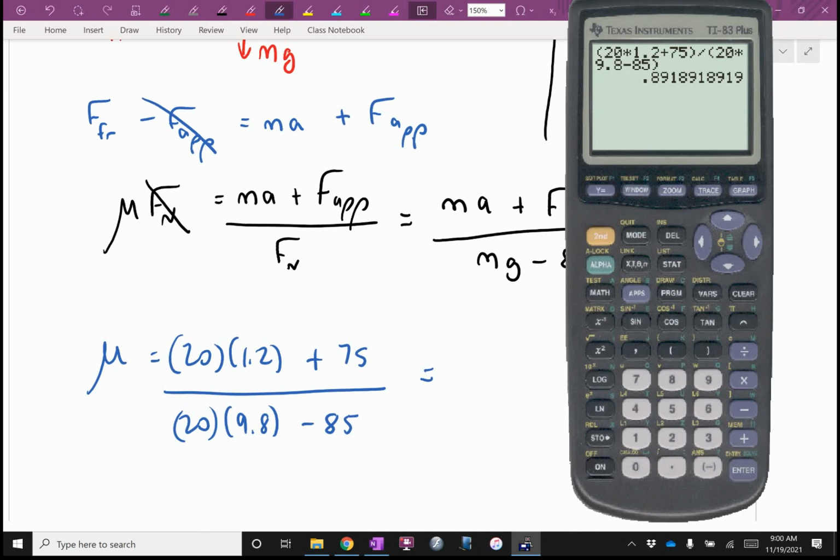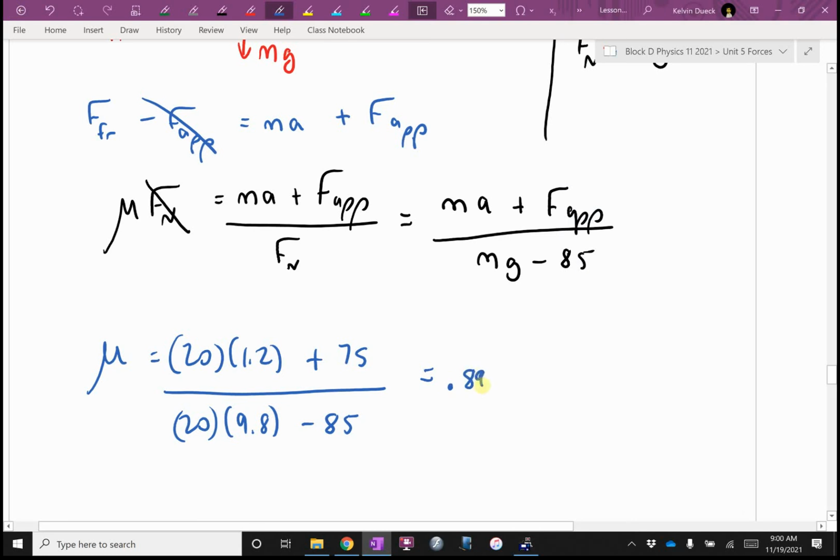You get 0.8918. Is that right? Okay, that's high. You know what? That makes sense. It's sticky. How sticky? This is slowing down because we're pulling fairly hard, but it's still slowing down. This is really sticky. 0.892. Yes? Units? None. Is that okay?